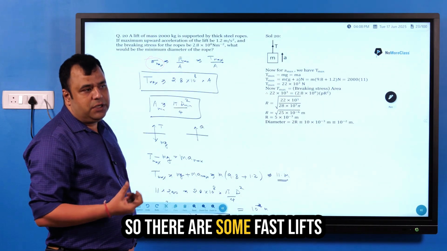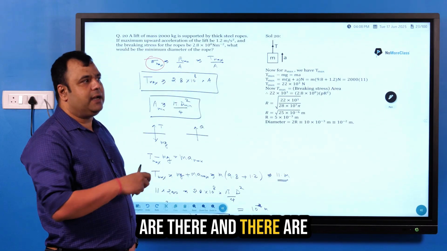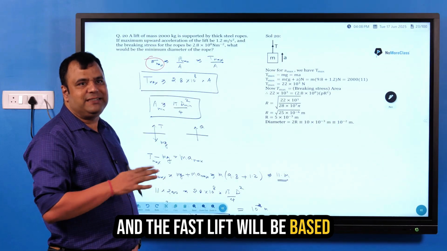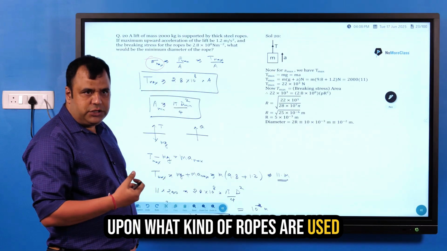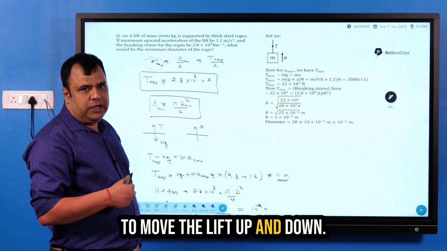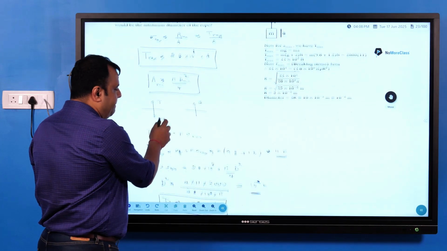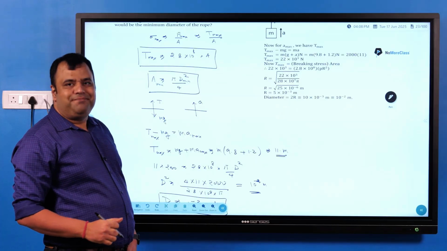There are some fast lifts and there are some slow lifts. The difference between the slow lift and the fast lift is based upon what kind of ropes are used to move the lift up and down. Okay. So this is how the calculation is done. Thank you.